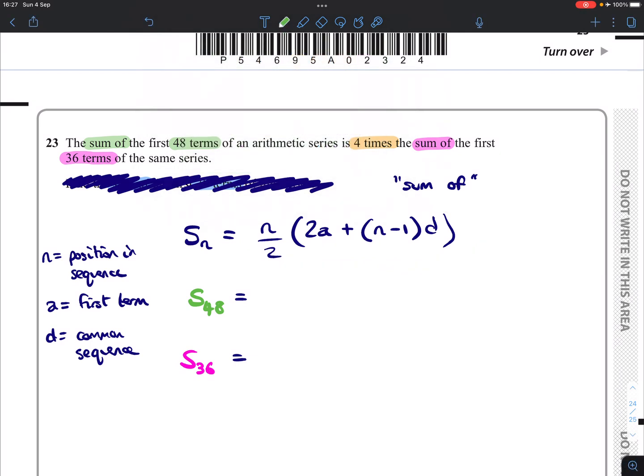So for the green one, we have n as being 48, because we have 48 terms into the sequence. We've got over 2. We don't know what the first term is, so I keep that as a. Our n here is exactly the same as our n here. We are 48 terms into the sequence, so I'm going to have 48 minus 1. d is the common difference in the sequence. We don't know that yet. So we end up with that. That simplifies to give me 24 brackets 2a plus 47d.